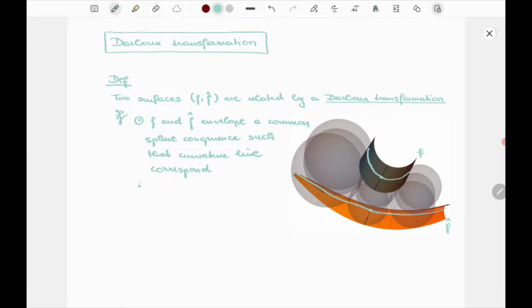And the second condition for a Darboux transformation is a condition for the two first fundamental forms of f and f hat. Namely, we require that with this parametrization that is induced by the sphere congruence, the two first fundamental forms are related just by a conformal factor, meaning that the two metrics are conformally equivalent. So the metric of f equals a factor times the metric of f hat.